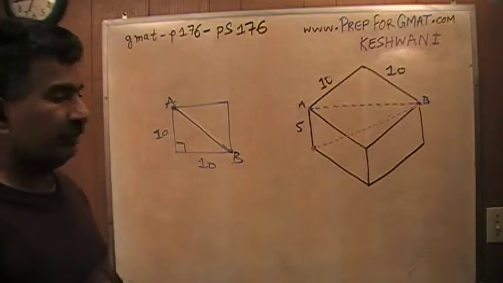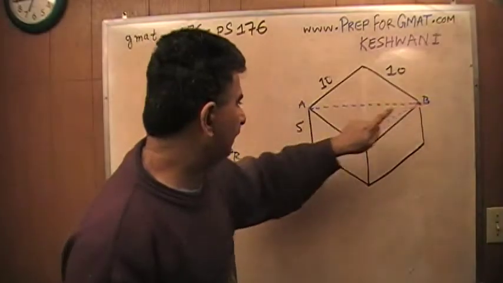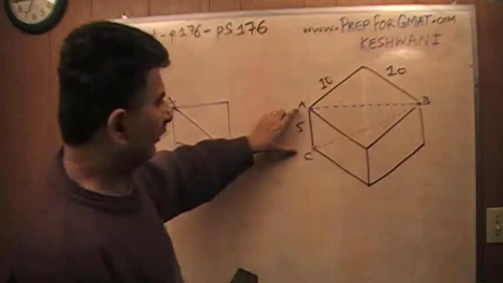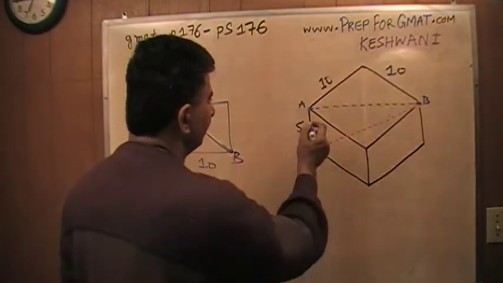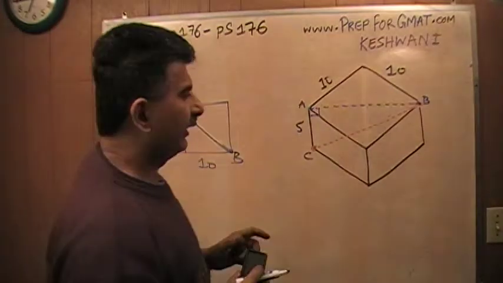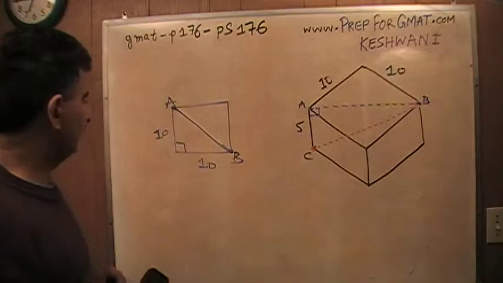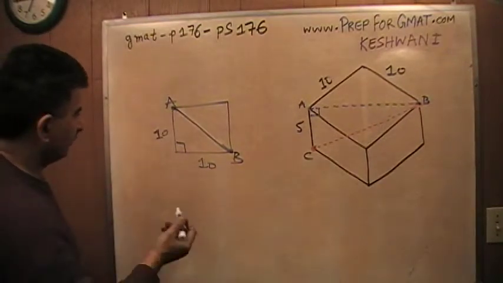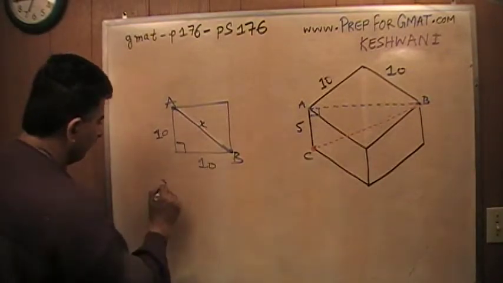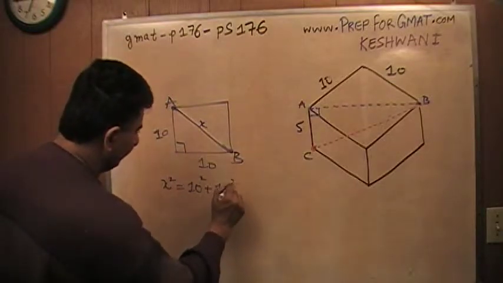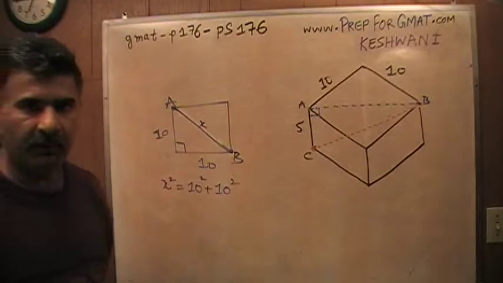Once I find the A to B, once I have the distance A to B, I already know A to C, let's call it C here. We already know what A to C is, and this is a right angle. So again, we're going to use the Pythagorean theorem one more time and figure out C to B. That's all. Let's figure this out, A to B, which is very simple. Let's call it X here. So X squared equals 10 squared plus 10 squared, a simple application of the Pythagorean theorem.